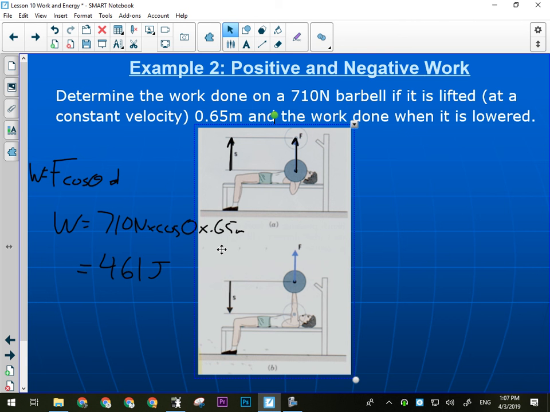If I now lower the barbell, what's happening to the energy of the barbell?